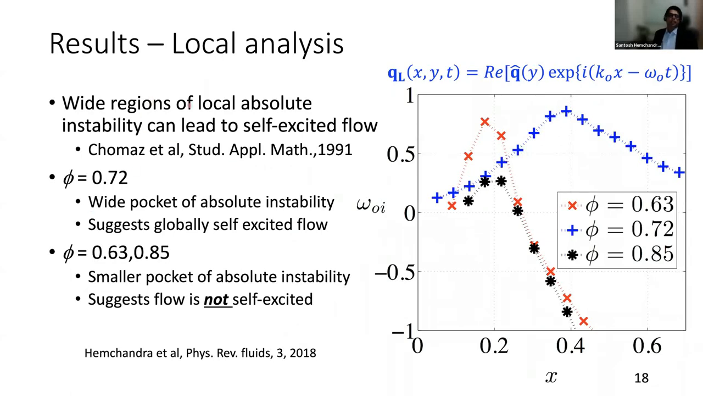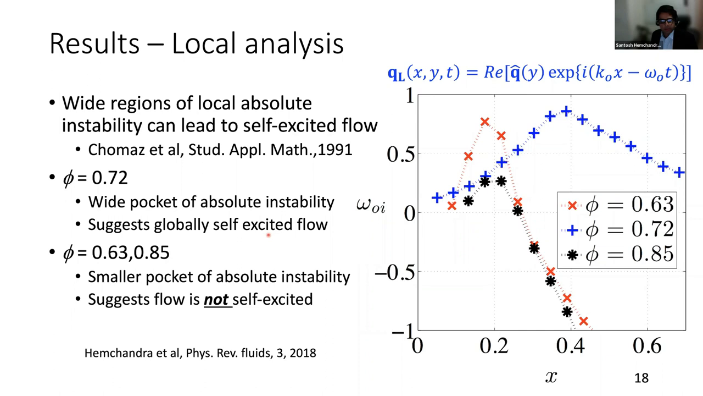So these are now the results that we get from our local analysis. For the phi equals 0.63 case, which is stable, you get this red curve. What's plotted on the x-axis is streamwise location, and on the y-axis is the imaginary part of omega, in other words the imaginary part of the oscillation frequency of the local impulse response. You can see this very small pocket of omega naught I greater than zero, in other words self-excited absolute instability, and the rest of the flow is pretty much convectively unstable, omega naught I less than zero. However, for 0.72, the flow is almost absolutely unstable everywhere. You have this wide, large pocket of absolute instability.